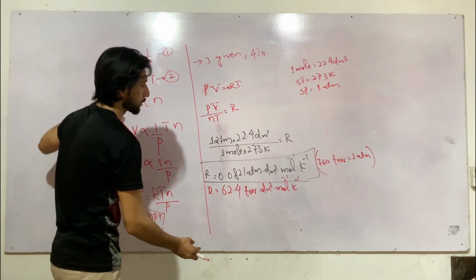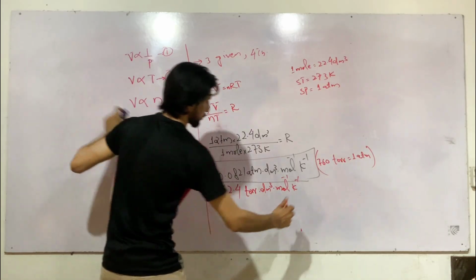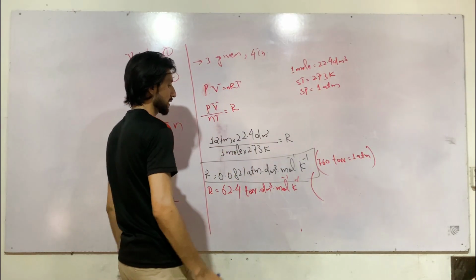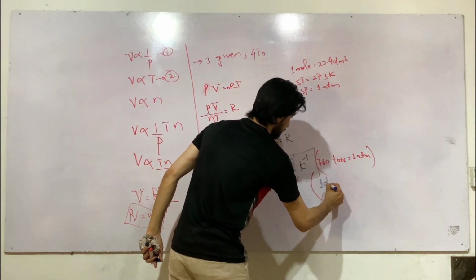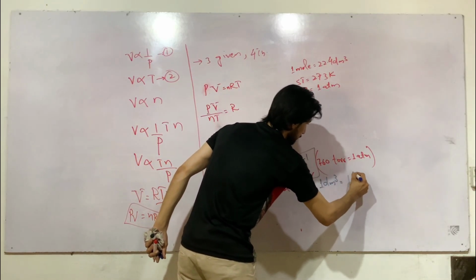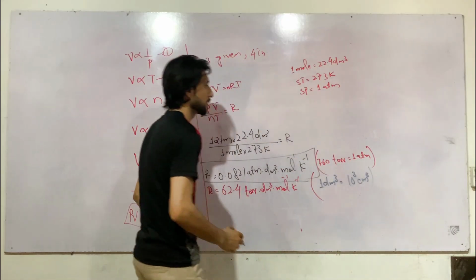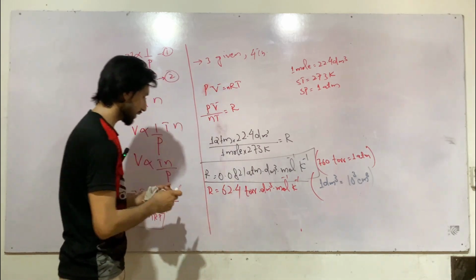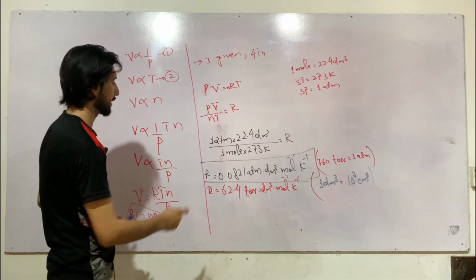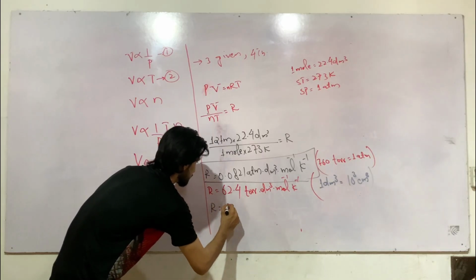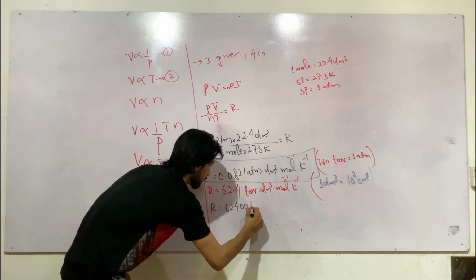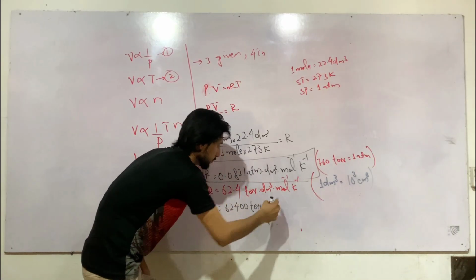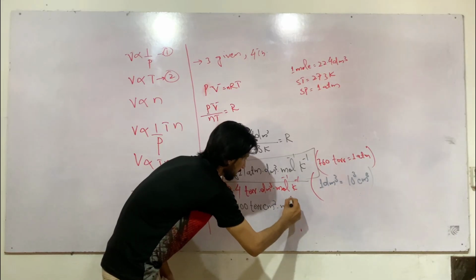Now if I were to replace decimeter cube with centimeter cube, how would I do it? Just a few moments earlier we calculated that 1 decimeter cube is equal to 10 to the power 3 centimeter cubes. So I put that in this equation, multiply my answer by 1000, and I will see R equals 62400 torr centimeter cube per mole per Kelvin.